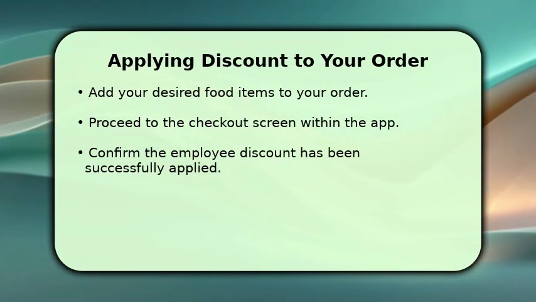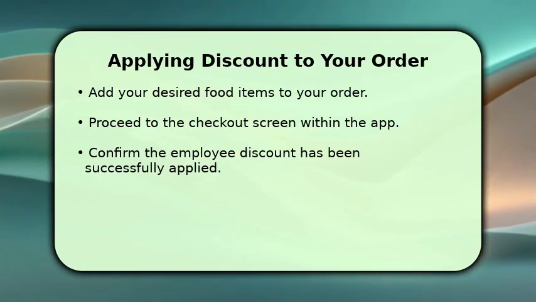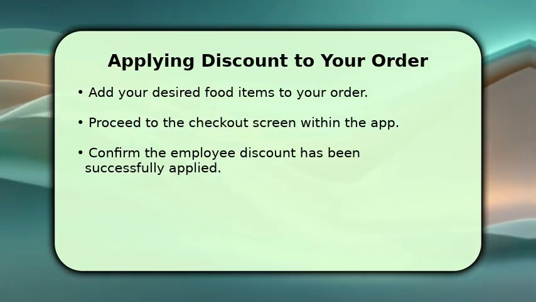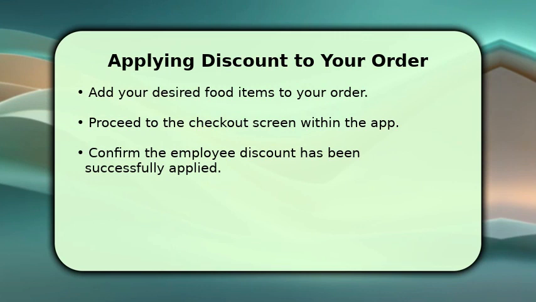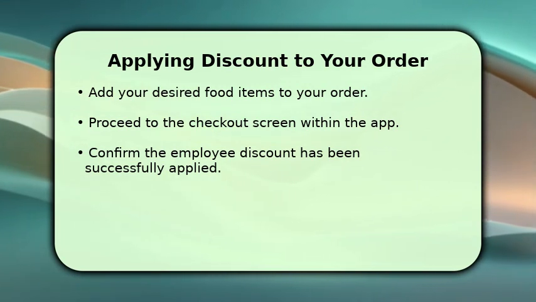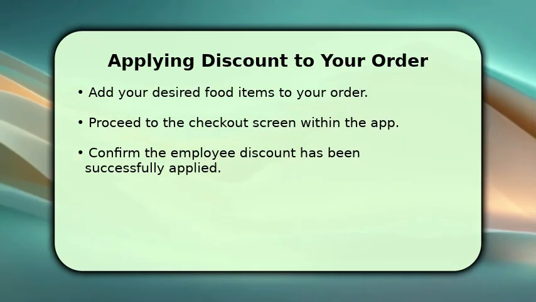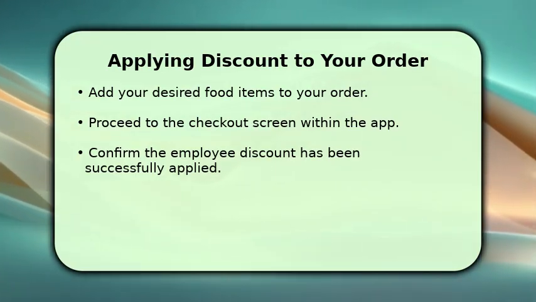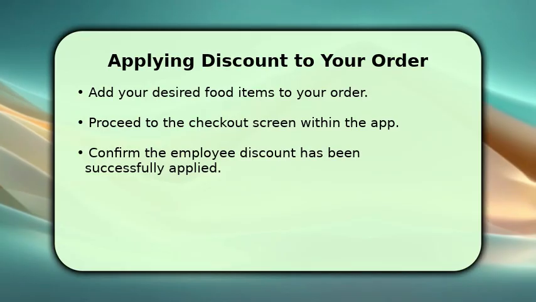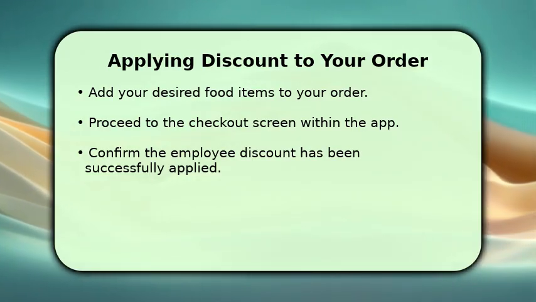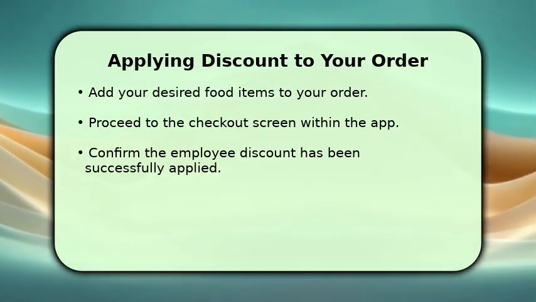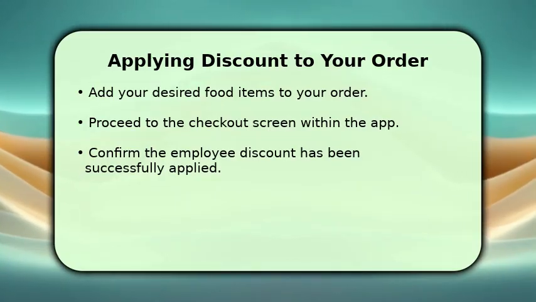After selecting your discount, begin adding your desired food and drink items to your order. Once your order is complete, proceed to the checkout screen. The app should automatically apply the selected employee discount to eligible items. Always take a moment to review your order total and ensure the discount has been correctly deducted before finalizing your purchase. This step is vital for saving money.